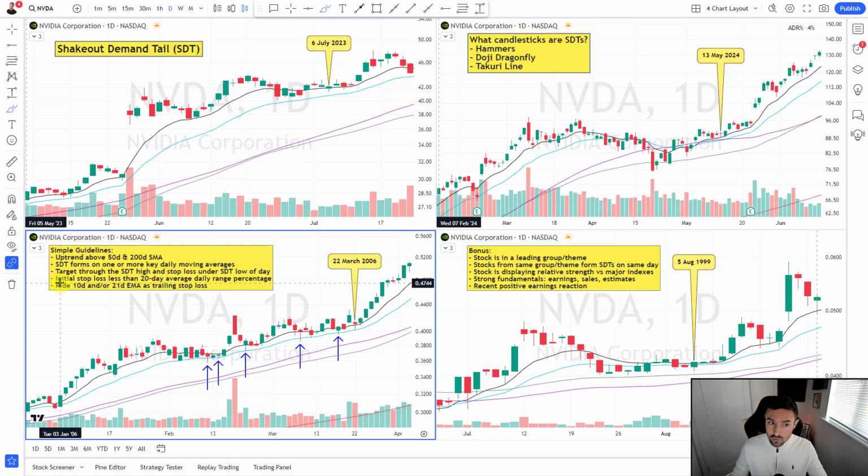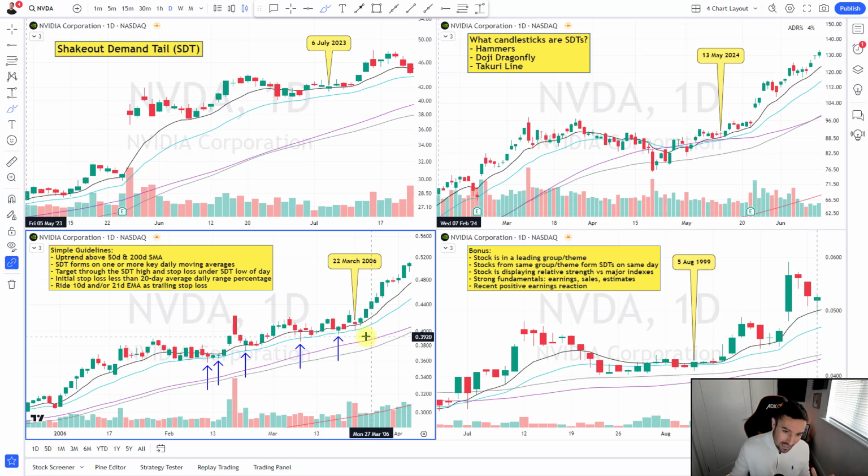In terms of the initial stop loss and actually targeting the position, what I like to do is target it through the high. You can use buy stop limit orders, you can use an opening range breakout, but if you're using a buy stop limit order, I target it through the high of the shakeout demand tail and then place my stop loss on the low of the day, usually by a cent.